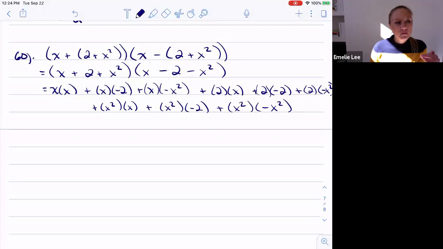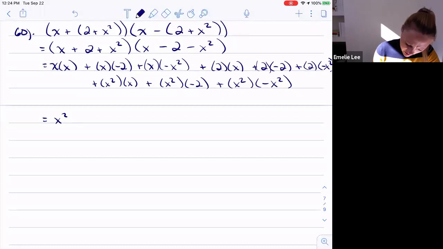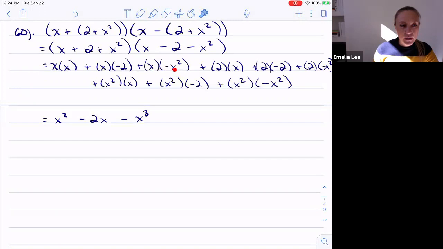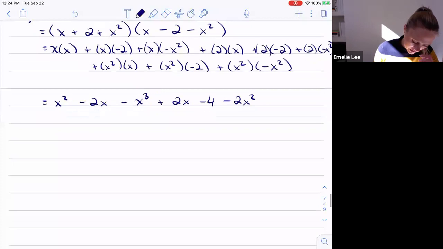Okay. Now I can simplify all these things, and then I'm going to collect like terms and hopefully things will cancel out or at least simplify a little bit. So I've got x squared minus 2x minus x to the 3, right? Getting more comfortable with combining these powers, right? I've got the same base of x. So now I've got x to the 1 times x to the 2, negative out front, right? The negative gets bumped out front. So I've got x to the 3. I'm assuming that you're more comfortable with that. Plus 2x minus 4 minus 2x squared plus x to the 3 minus 2x squared minus x to the 4th.